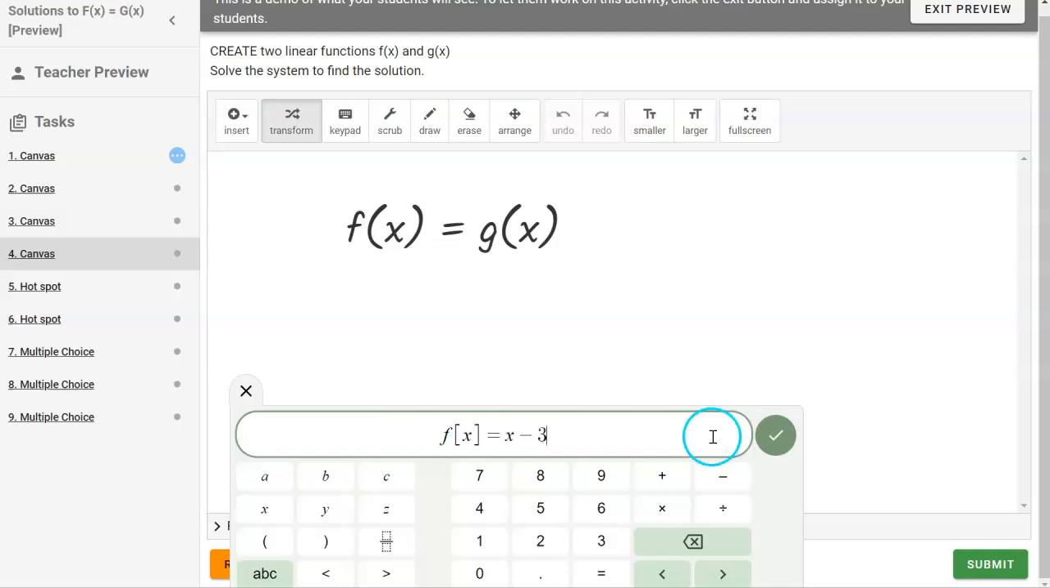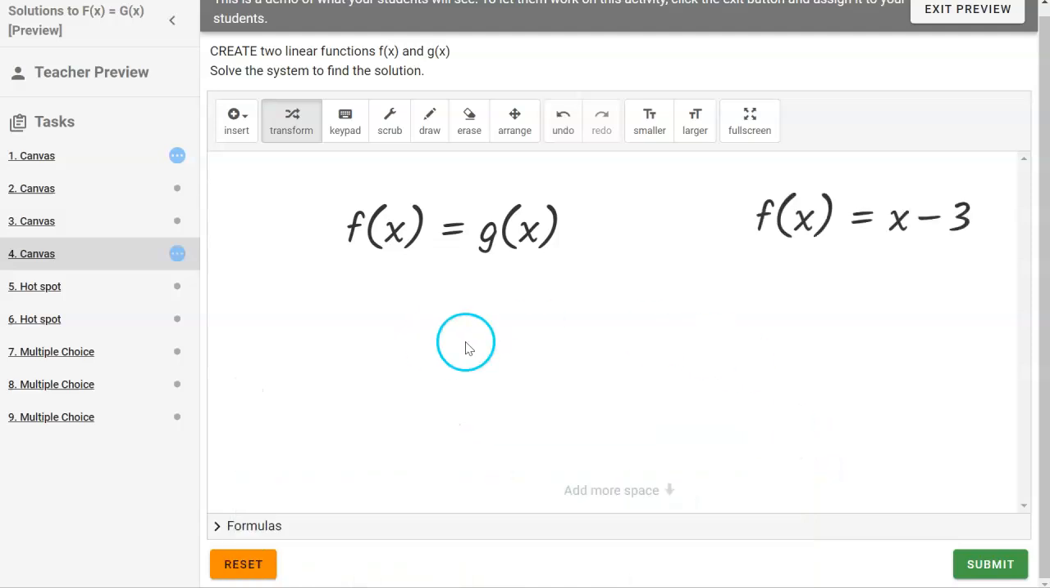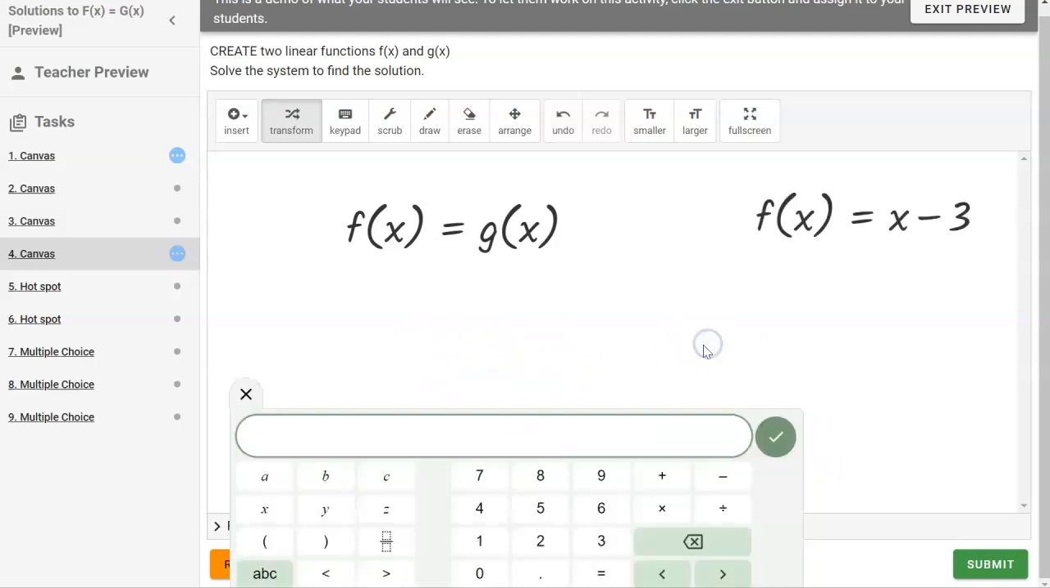So I'm just going to make something up. And then I'm going to do it again. Just click on the canvas and let's do G and then the square bracket. Very important. So I'll do -2x plus 9.